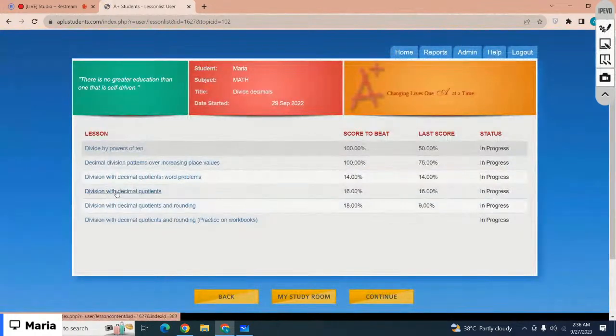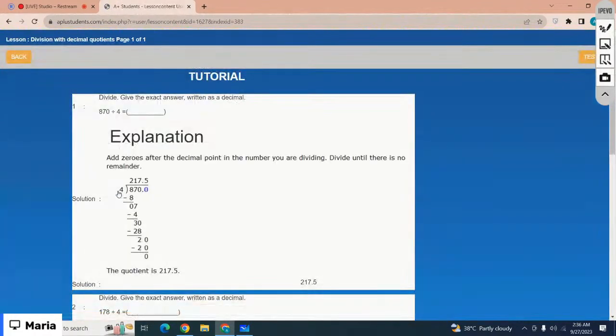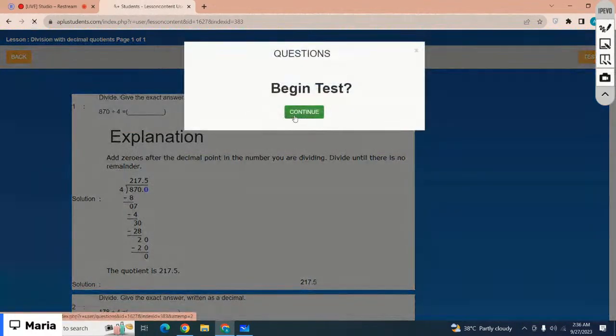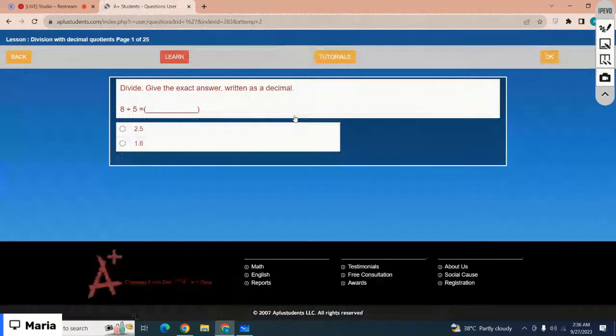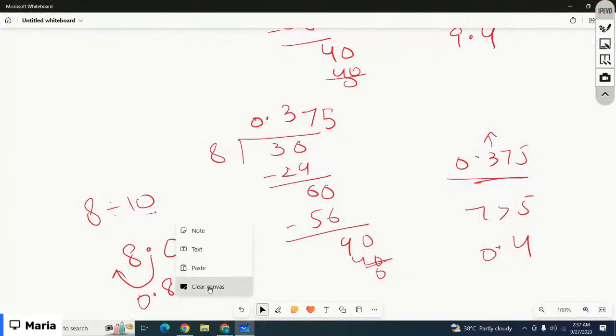Okay, the next one is division with decimal quotient. So let's just start with the lesson. That is a long division method, so be quick, right? Okay, divide. Give the exact answer, written as a decimal. Which is the correct option? You have to divide 8 by 5. Which option is the correct one? Okay, let's just divide 8 by 5.